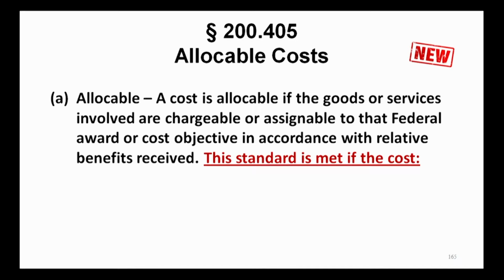So let's go to 405, allocable cost. You know that term, allocable. You have to deal with that a lot, right? That means, it may be a good thing to purchase, but is it the right thing to purchase for this grant objective? And it's got to have a federal award cost objective, that it benefits a particular federal award objective.